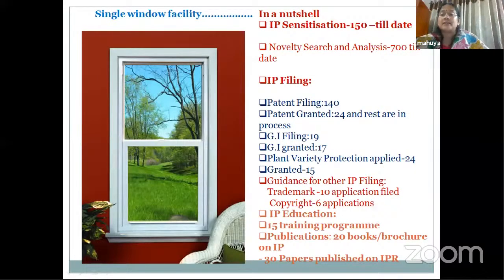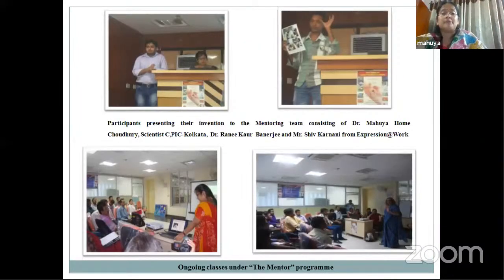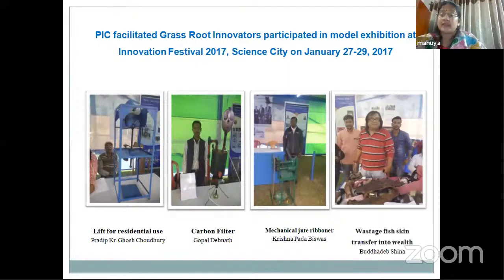I'm not giving all these things, but I'm giving simple examples of some grassroots innovators. It's very encouraging. You can see this lift. It was invented by a Group D employee in the Directorate of Youth Service. His patent was granted recently, facilitated jointly by the Government of India and the Government of West Bengal, and the fund was given by the Government of India. So it has some credibility. This is for residential use.